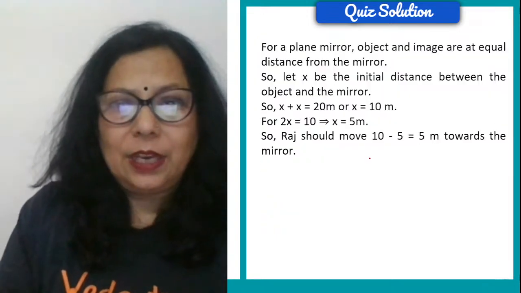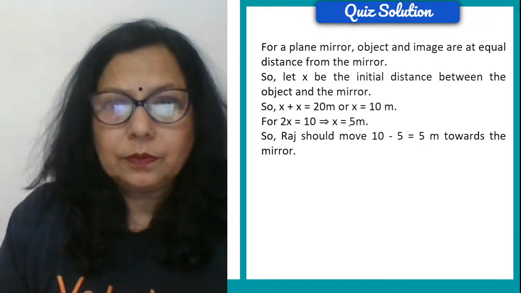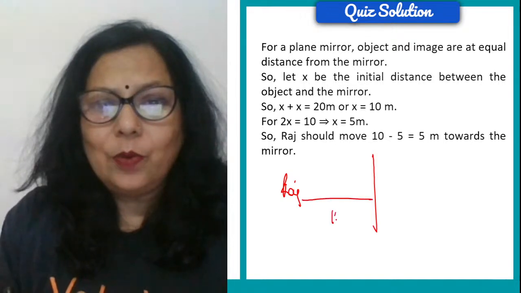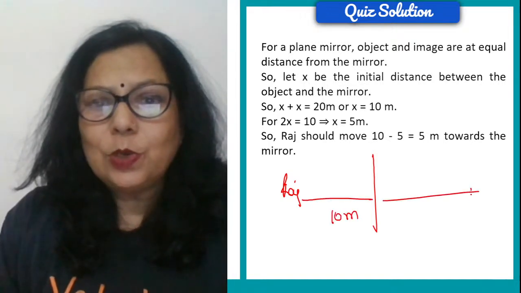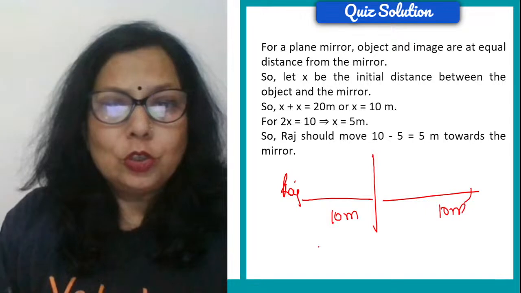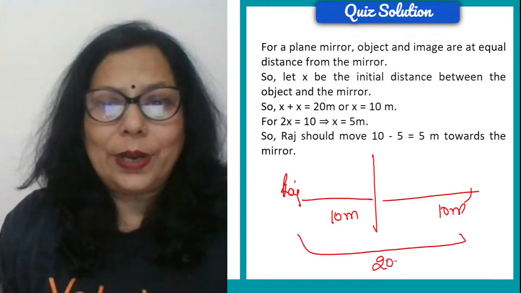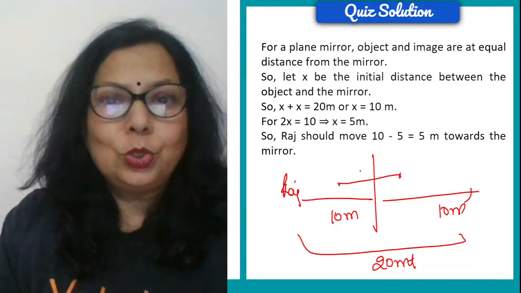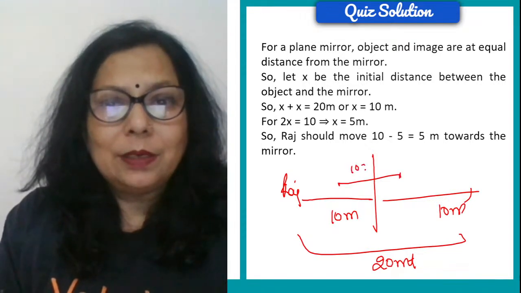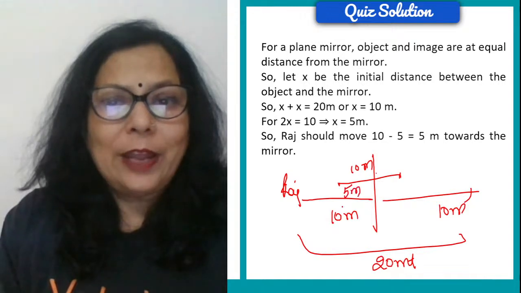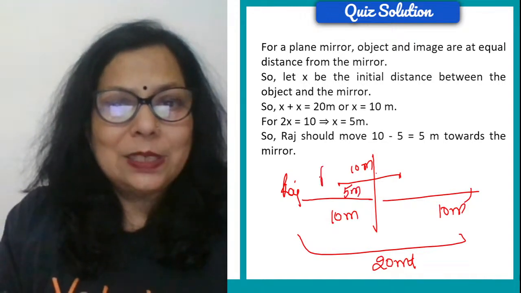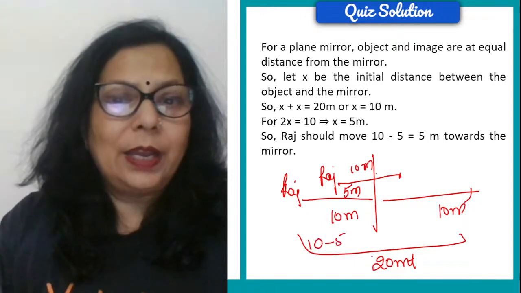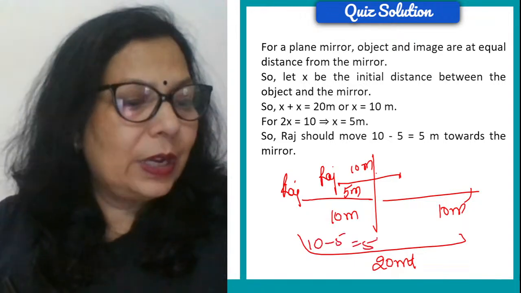For a plane mirror, see, if this is a mirror, Raj was at 10 meters, right? So the image was formed 10 meters behind. So the total distance was 20 meters. Now the distance between the two should be 10 meters. That means the object should be 5 meters from the mirror. That means Raj should be standing 5 meters away. So 10 minus 5 is equal to 5.